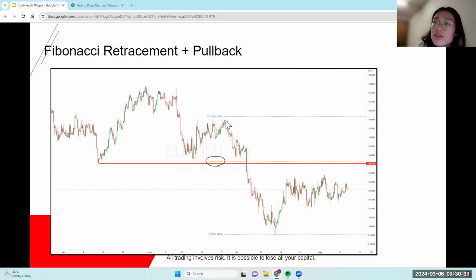Okay, we also have this retracement. So take note of how closely this trend line follows the shape of the price structure. And over here, you can see our 61.8 lines up nicely with that pullback level.